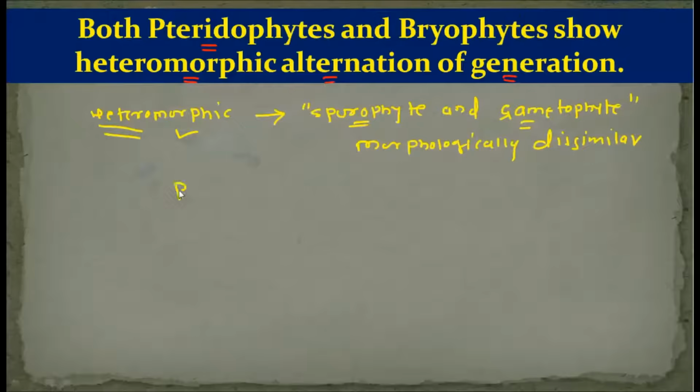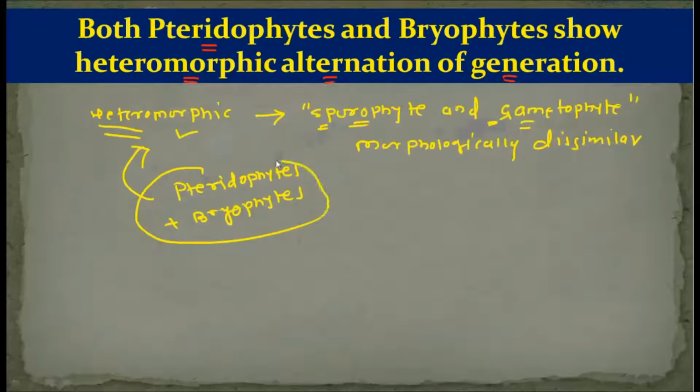Now, both pteridophytes and bryophytes show the heteromorphic alternation of generation. So it's a very important characteristic which is matching between the pteridophyte and the bryophyte. And you should know that if the sporophyte and the gametophyte are morphologically dissimilar, then and only then we say that the generation is a heteromorphic alternation of generation. And both bryophyte and pteridophyte show it. So this is the very first similarity between the two.